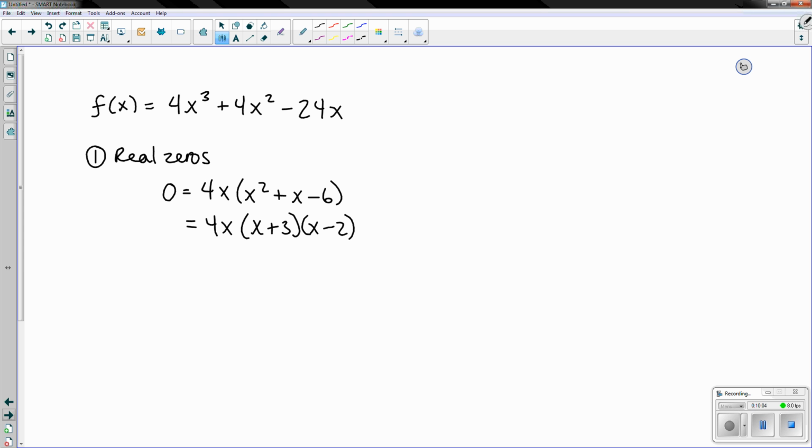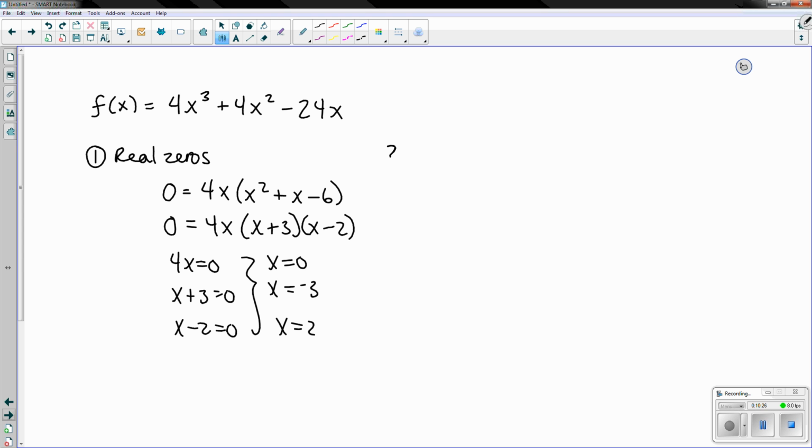So this is its fully factored form, and once I have it fully factored, we can use zero product property, so 4x needs to equal 0, x plus 3 would need to equal 0, or x minus 2 would need to equal 0. Solving all of these will get us our solution set of x equals 0, negative 3, and 2.